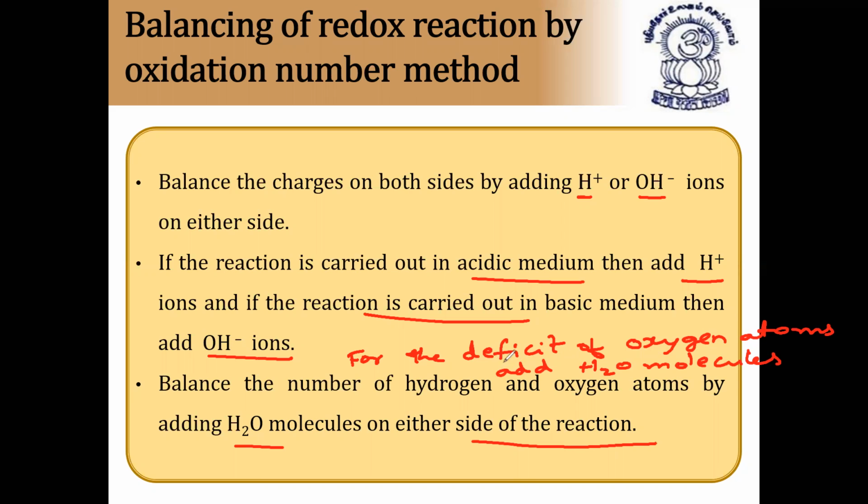Which side it is less, that side only we have to add water molecules, based on either the left hand side or right hand side, depending on the number of oxygen atoms. Whichever side has fewer oxygen atoms, on that side we have to add an equal number of water molecules. For example, if two oxygen atoms are less, then we have to add two water molecules. So I hope it is clear. So in this way you have to do.